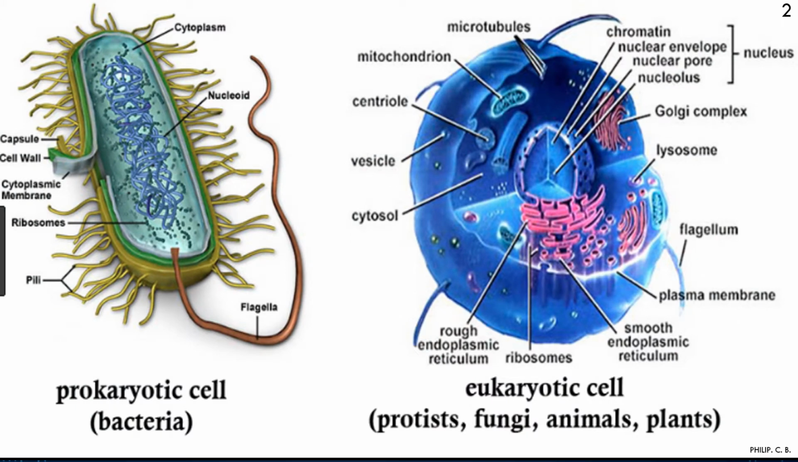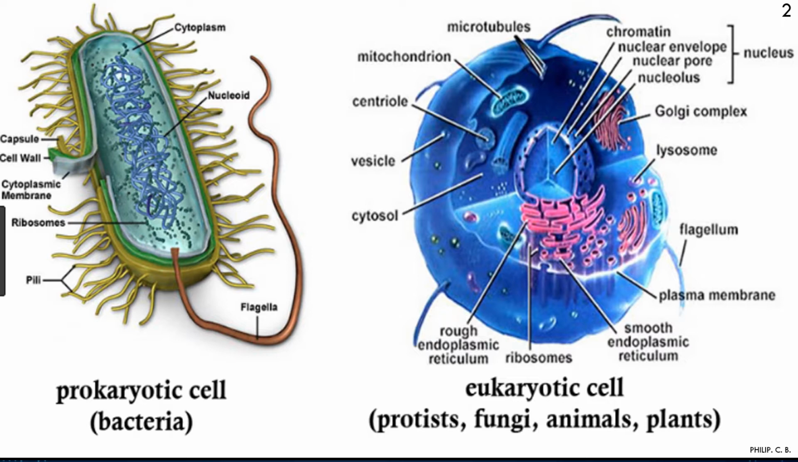Now moving on to the next slide, here we can see both the types of cells, prokaryotic and eukaryotic. As we move further, we should always compare the prokaryotic cell and the eukaryotic cell, which will help us understand the differences as well as the different organelles present in both of them. If you see the prokaryotic cell, that is the bacterial cell, there are the capsule, cell wall, cytoplasmic membrane, ribosomes, pili, flagella, the nucleoid, that is a simple nucleus, and the cytoplasm.